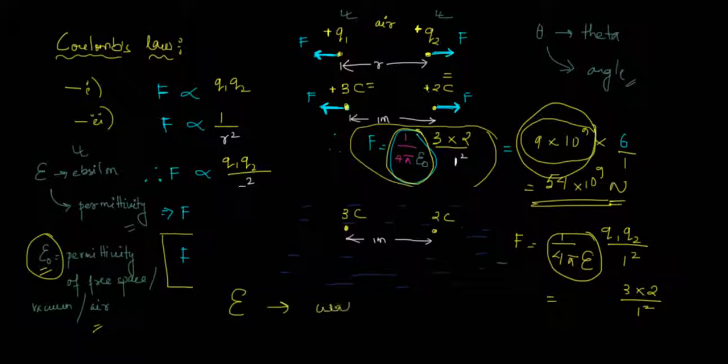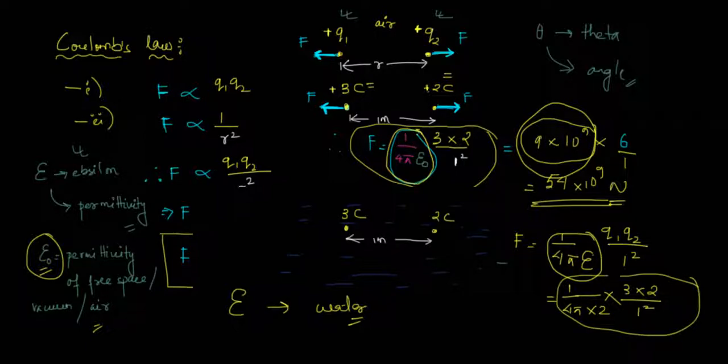For example, this is the permittivity for water. These values are given in the textbook or the question, as relative permittivity. For example, if the value is 2, then 1 by 4 pi times that value, you can solve. The conversion factor is the relative permittivity.